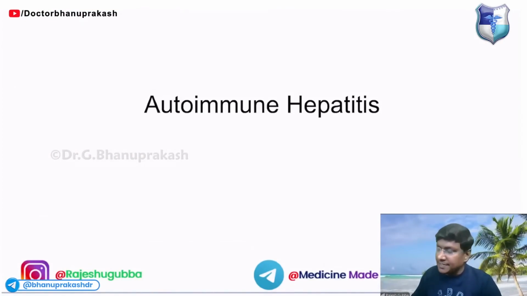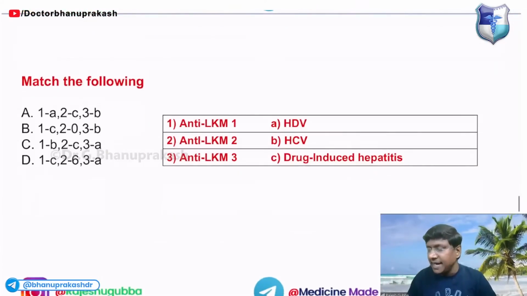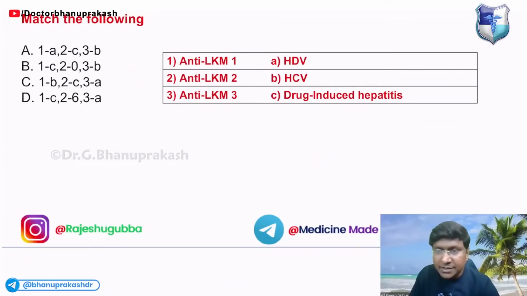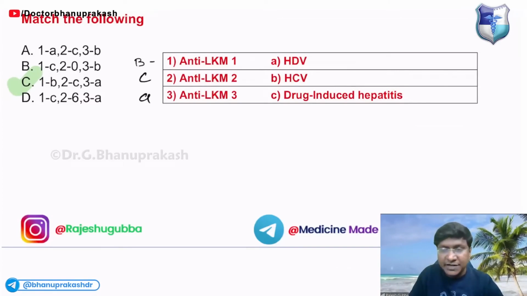And in autoimmune hepatitis, what are the antibodies? The anti-LKM antibodies. Okay, let's match the following. Yes, very good, Anash. The answer is C. So, anti-LKM1 is associated with hepatitis C. Anti-LKM2 is observed in drug-induced hepatitis. Anti-LKM3 is present in HDV infection.